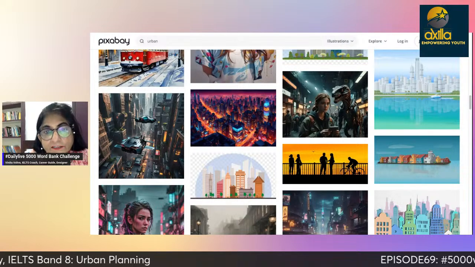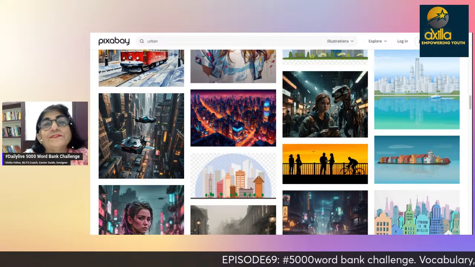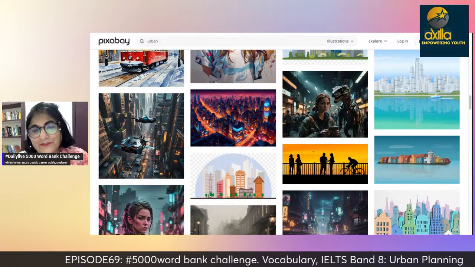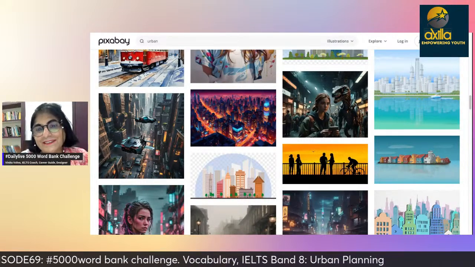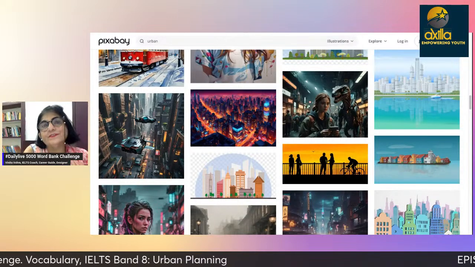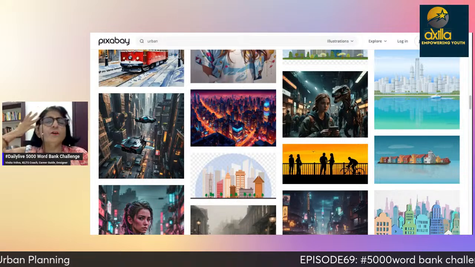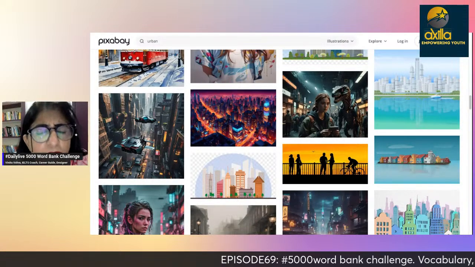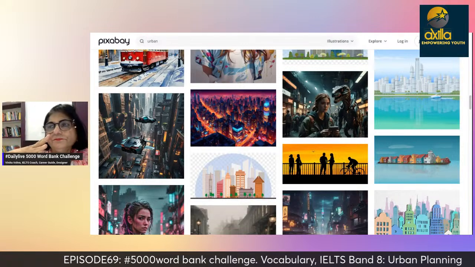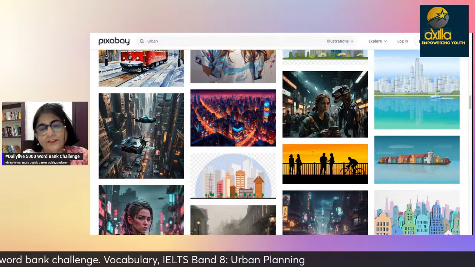Now, smart growth, you have smart growth also. Sustainable development, compact growth. So, smart growth strategies focus on creating walkable neighborhoods and reducing urban sprawl. So, even you have to work smart on building your vocabulary. It will help you take bigger and longer steps to reach your goal.